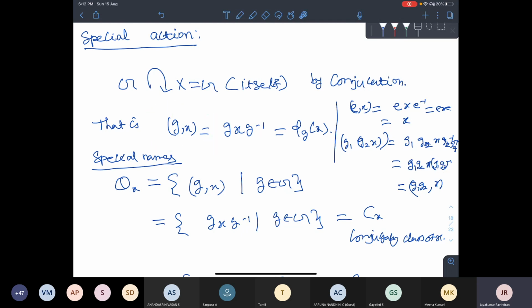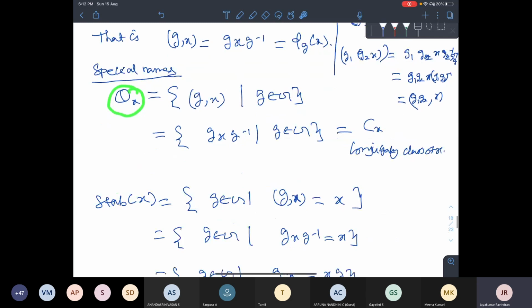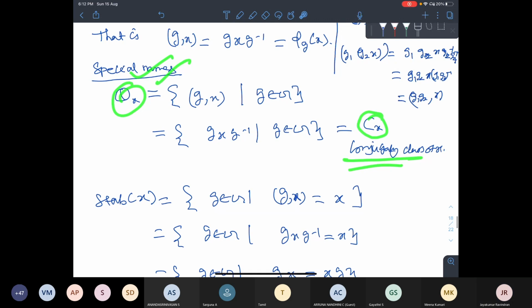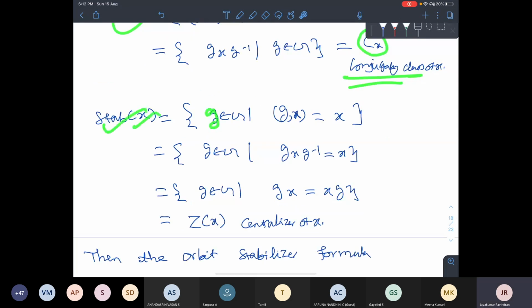Whenever there is a group action, we call something an orbit and something a stabilizer, right? Let us understand what the orbit looks like here: G X G inverse, G belonging to the group. This is called the orbit, fixing the second and varying the first. The orbit for this particular action is nothing but the conjugacy class. It is the definition of the conjugacy class, a special name.